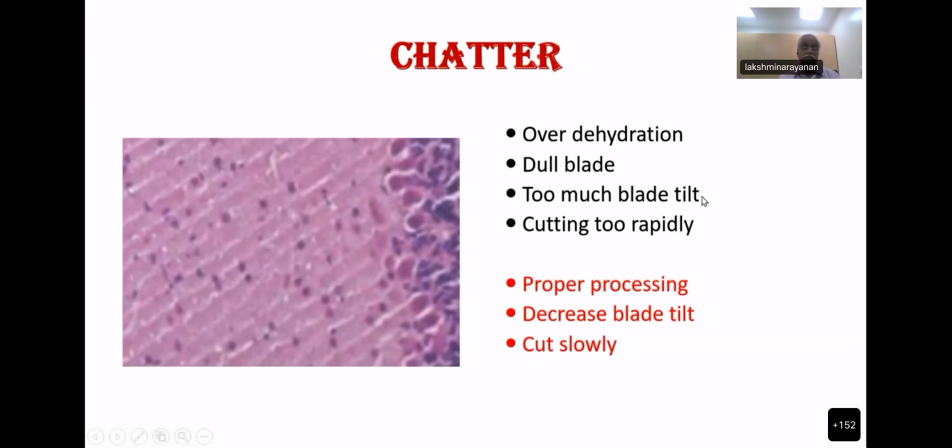Keep a good angle. In the case of Leica, if it has been kept at 5, you keep it at 5, and then you just do the job. But there are a few people who change the knife angle for each block. That should be avoided. Then cutting too rapidly will also create artifacts, which I told you while trimming also. For cutting also, slow and rhythmic cutting is recommended.